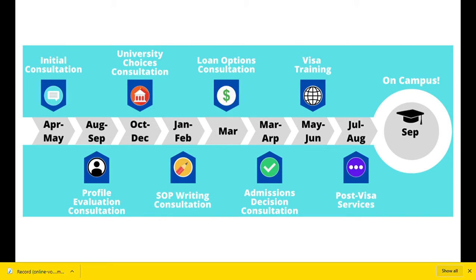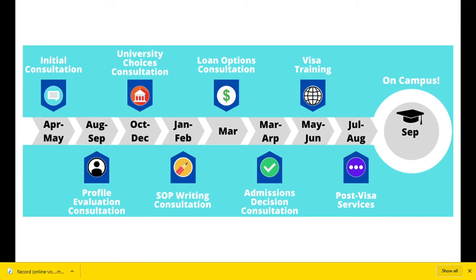First, let's look at the timeline of a typical fall semester intake student. Starting with the initial consultation, you'll want to have that completed somewhere between April and May of the year before you plan on starting school at your university. You'll then want to have your profile evaluation consultation somewhere between August and September of that year.